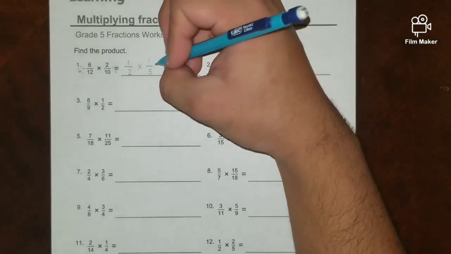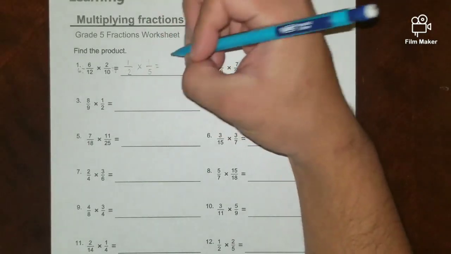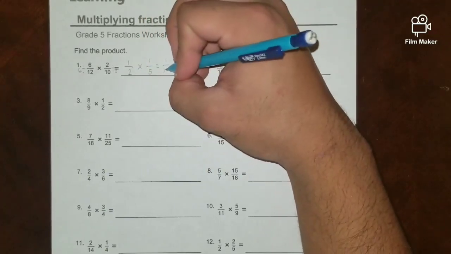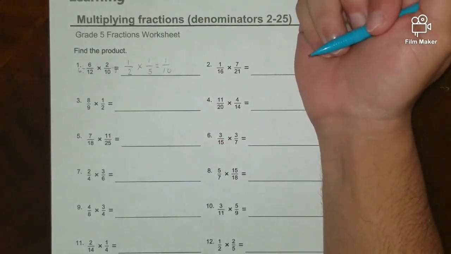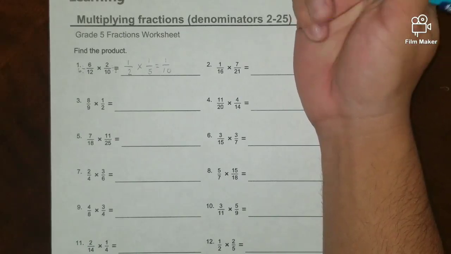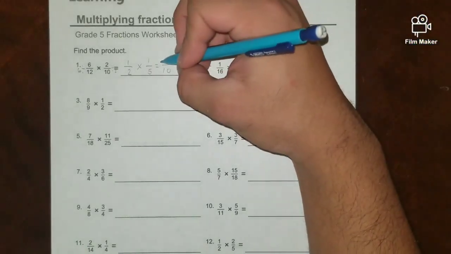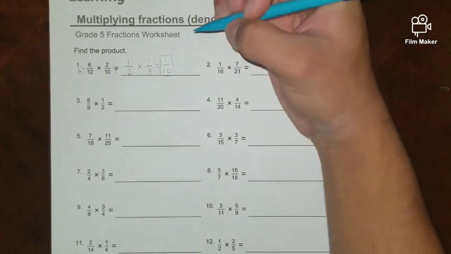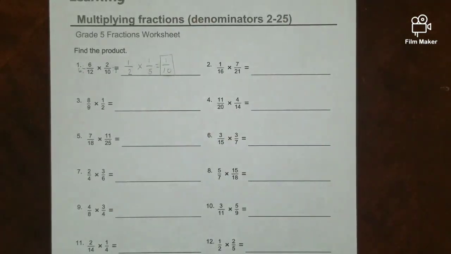And now all we do is multiply. 1 times 1 gives us 1, and 2 times 5 gives us 10. And since the fraction cannot be reduced any further, this would be our final answer, 1 over 10. There we go. Okay, for the next one, we have 1 over 16 times 7 over 21.